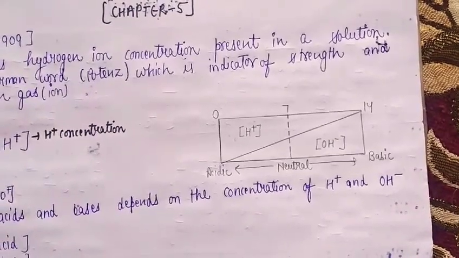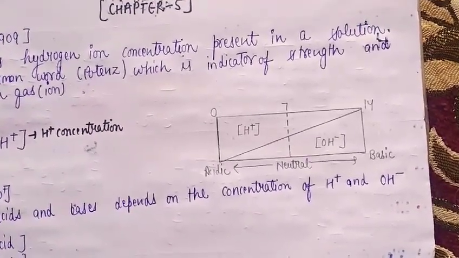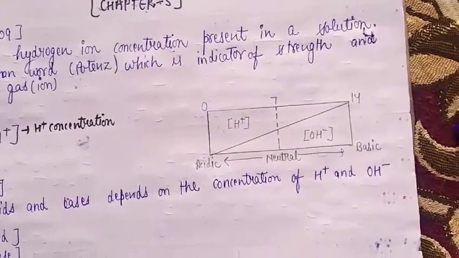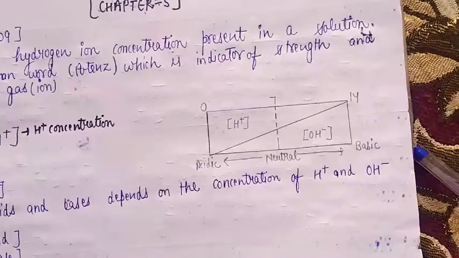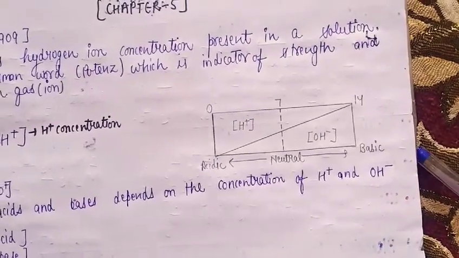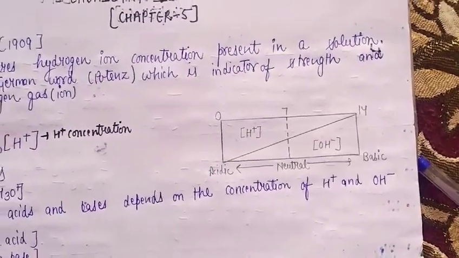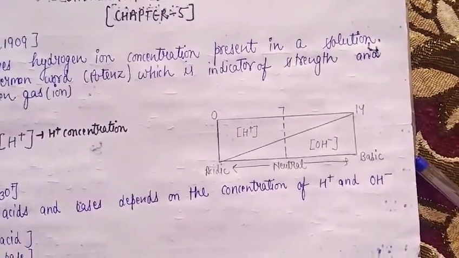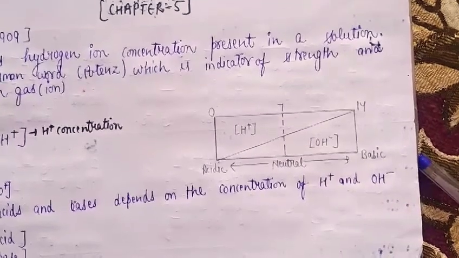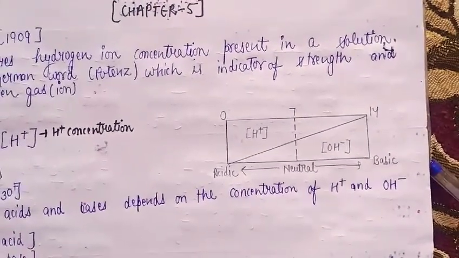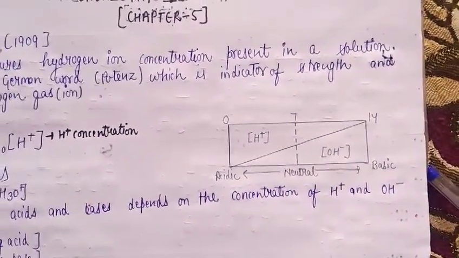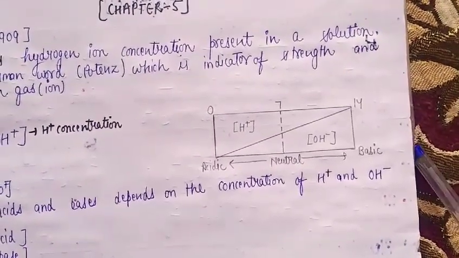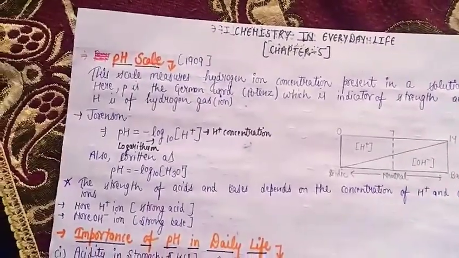Likewise, when we consider some examples of H plus ion donors like HCl, hydrochloric acid, H2SO4 and HNO3, these are strong acids, because the H plus ion concentrations present in them are much higher. Likewise, if we take the example of CH3COOH, acetic acid, it is an example of weak acid, because the H plus ion concentration is less in them. So this is a scale which defines the pH of different compounds. So this is about the pH scale.